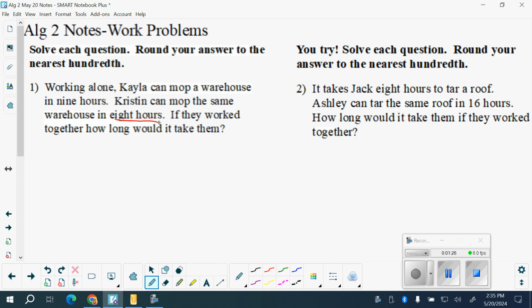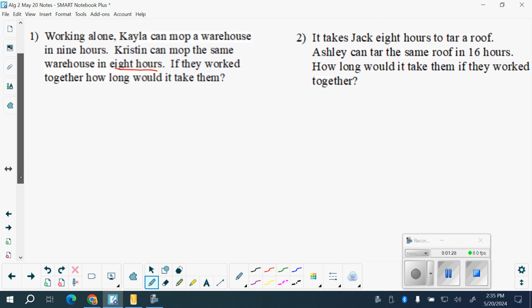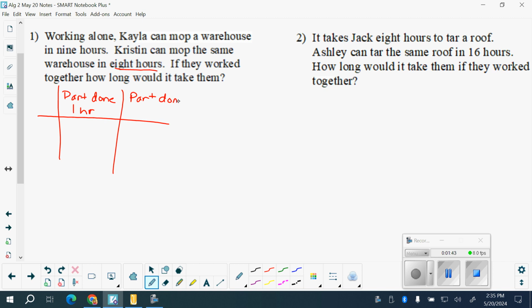Okay, so let's now talk about how to do it. So we're going to make a table. We're going to do the part done in 1 hour, and part done together. And we have Kayla and Kristen.